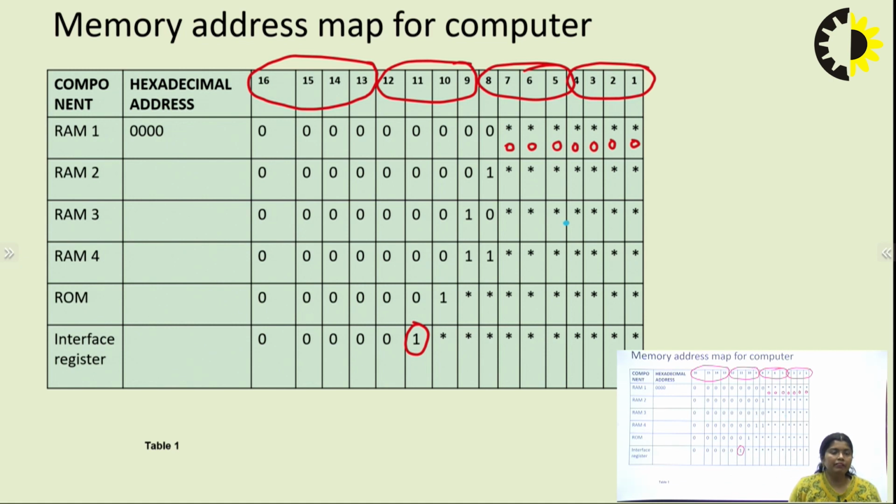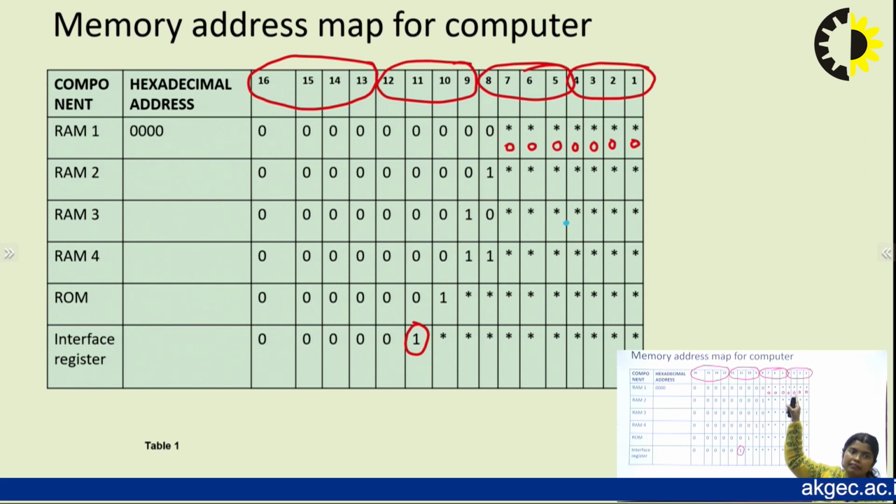In the first case, when we consider the lower range of addresses, all the don't care values are put as 000. When we find the higher order range, all the don't care conditions we write as 1. Now, for the hexadecimal address, we group the 16-bit address bus into 4-bit groups: 1 to 4 is one group, next 5 to 8, next 9 to 12, and next 13 to 16.